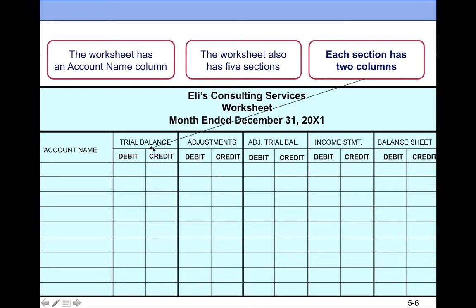We have a trial balance, which we can refer to as the unadjusted trial balance. It's the trial balance we prepared in chapter 3 before we record adjustments. Then we have 2 columns for adjustments, debit and credit. Then we're going to combine trial balance and adjustments into the adjusted trial balance, and then we're going to split the adjusted trial balance and have data for the income statement and the balance sheet.